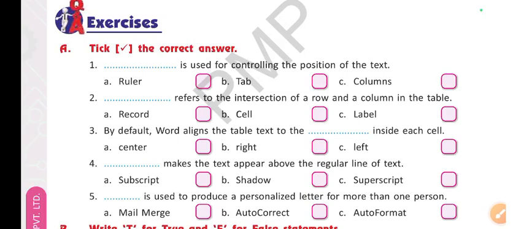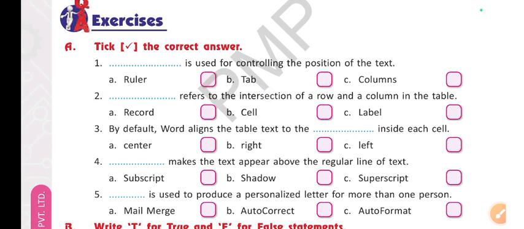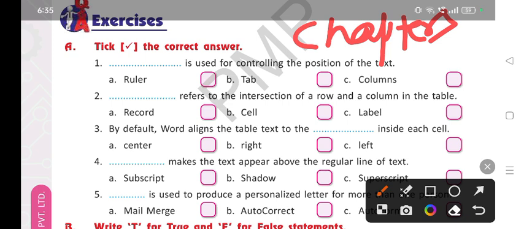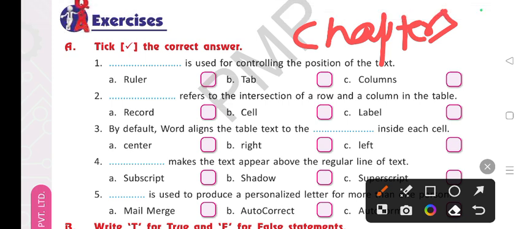And yes, this is for class 5 and this is chapter 3. I'm going to explain chapter 3. Now, take the correct answer. Dash is used for controlling the position of the text. So the correct option is tab.